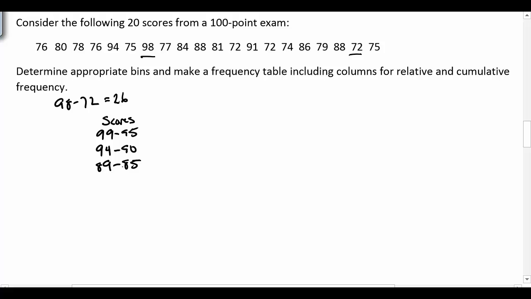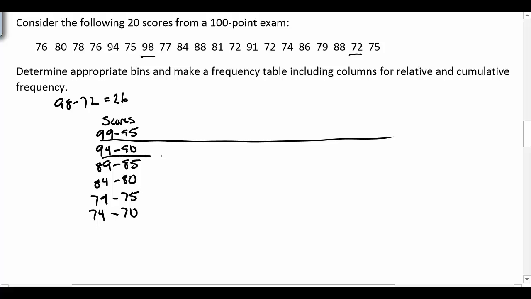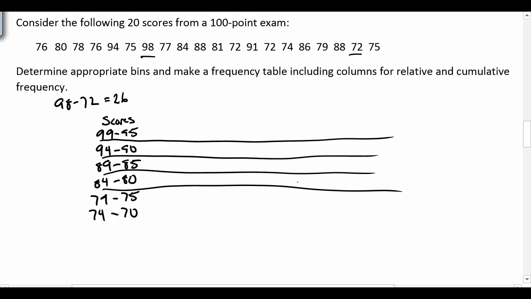So 89 to 85, 84 to 80, 79 to 75, and 74 to 70. Okay. So as far as our scores go, I'm just going to make a little chart here, and we're going to organize our data.